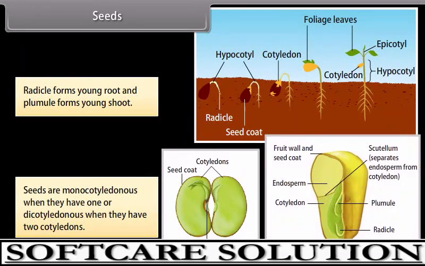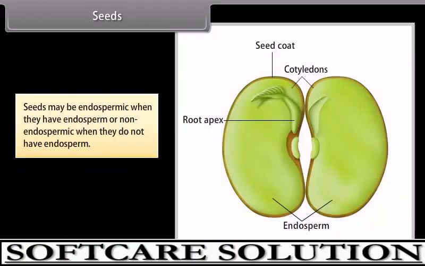Seeds are monocotyledonous when they have one or dicotyledonous when they have two cotyledons. Seeds may be endospermic when they have endosperm or non-endospermic when they do not have endosperm.